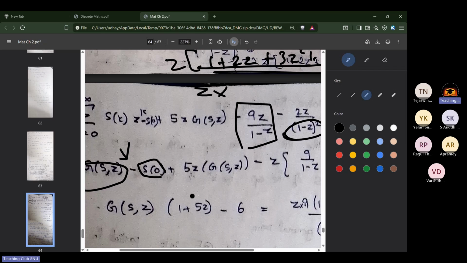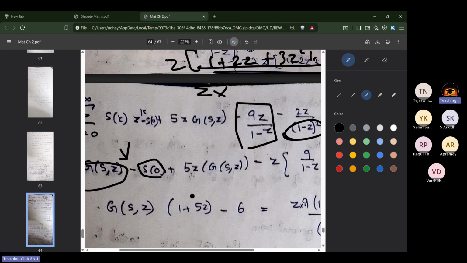Now you can write this in terms of taking LCM, right? You take LCM with respect to these terms: 1 minus z the whole square, 1 plus 5z. There is 1 plus 5z here, so we will multiply it by 1 minus z whole square. There is 1 minus z here, so we will multiply it by 1 minus z and 1 plus 5z. There is 1 minus z the whole square, so we just multiply it by 1 plus 5z. Okay, beautiful. So we got a nice equation like this.